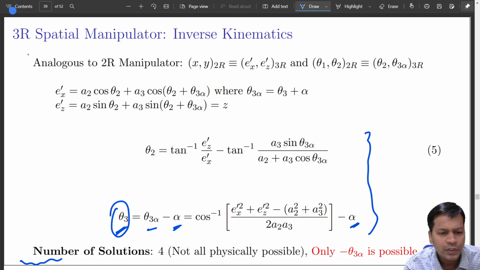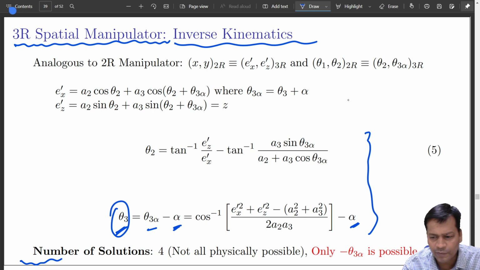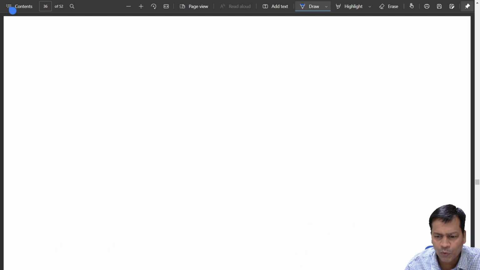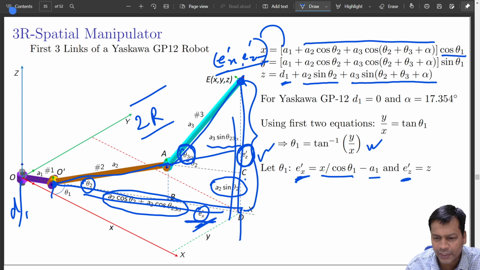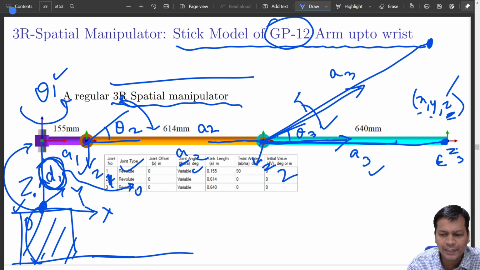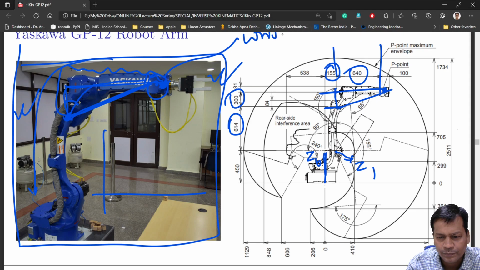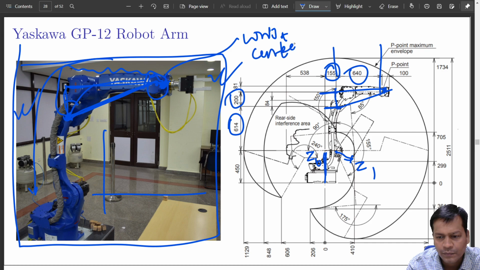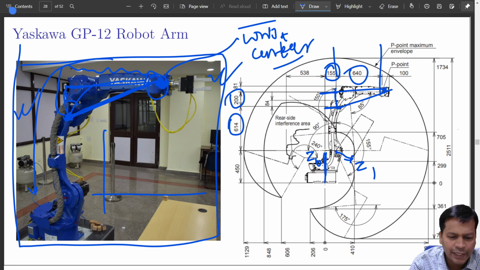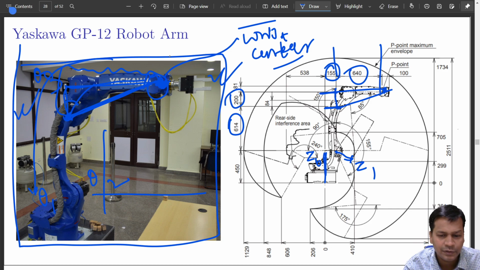So now we know the 3R spatial manipulator inverse kinematics. That means we have calculated, if I know somehow this point, what is this point? This point is basically the wrist center point. This we call the wrist center point. If this is known, I can calculate theta 1, theta 2, and theta 3. Three angles I can calculate. That means if I know this point, I can know the rest of the points.